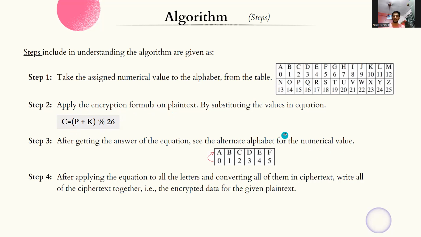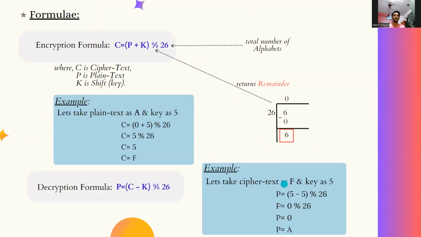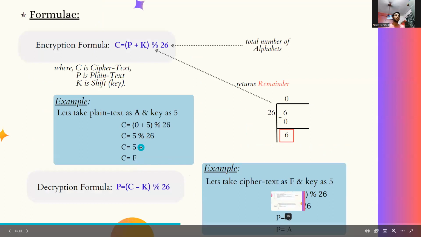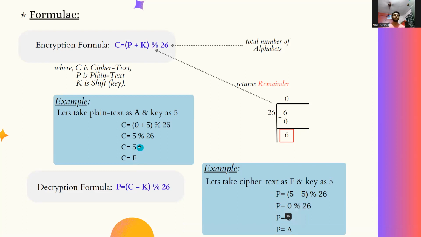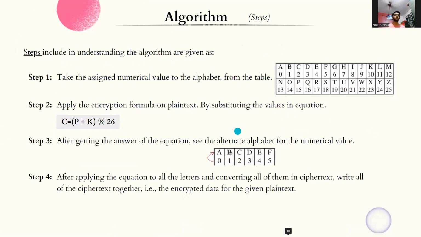For example, as I gave in the earlier example, 5 represents the letter F. Similarly, we will fetch the letters which are assigned to that particular number. The next step is, after applying the equation to all the letters and converting all of them into cipher text, write all of the cipher text together, and we will get the encrypted data for the given plain text.